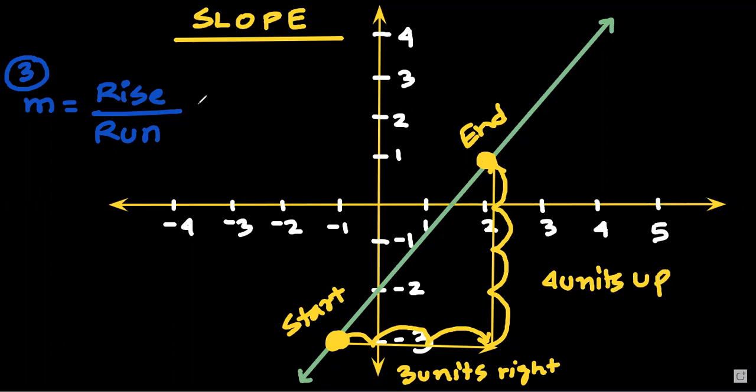So 4 units up means the rise is 4 units, up means +4, divided by run. Run is we are running in the right side direction, right? Right hand side. That means +3. So your answer would be 4/3. The same answer you are getting, right? That's all.